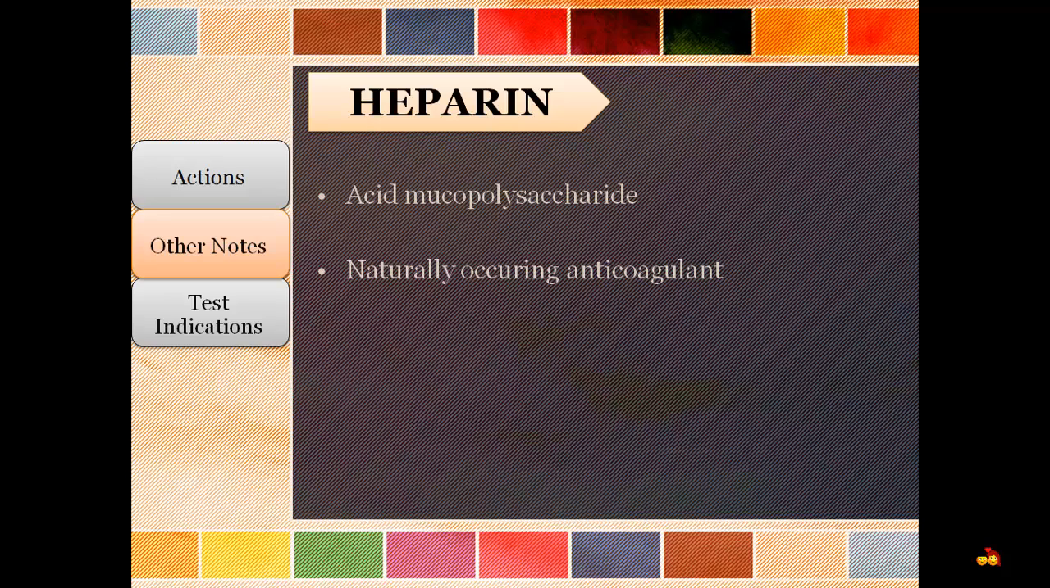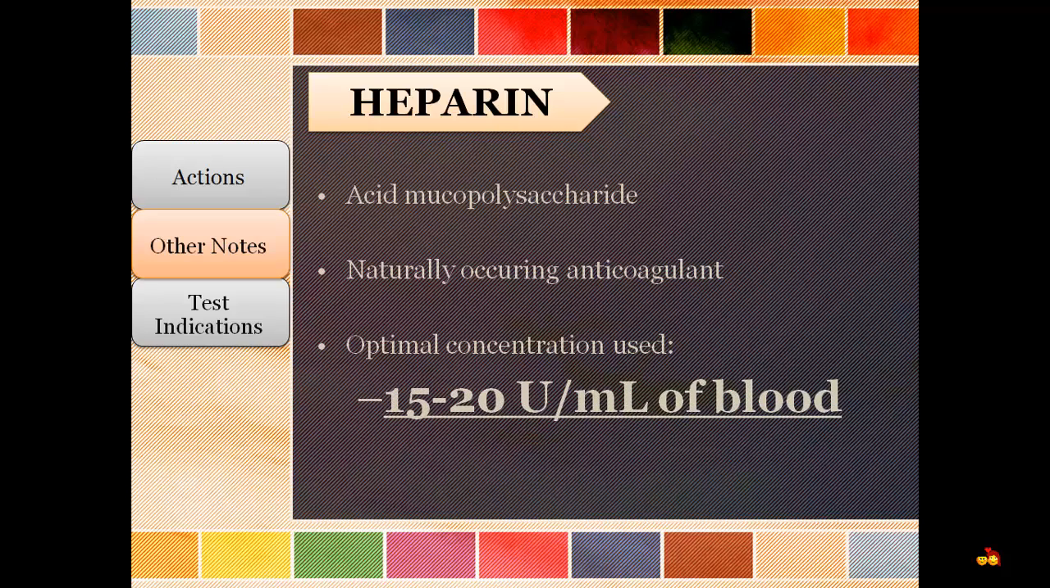And if EDTA has an optimal concentration of 1.5 milligrams per ml, our heparin also has an optimal concentration when used as an anticoagulant. And it must be 15 to 20 units per ml of our blood. So that is the concentration of our heparin, 15 to 20 units per ml of blood.